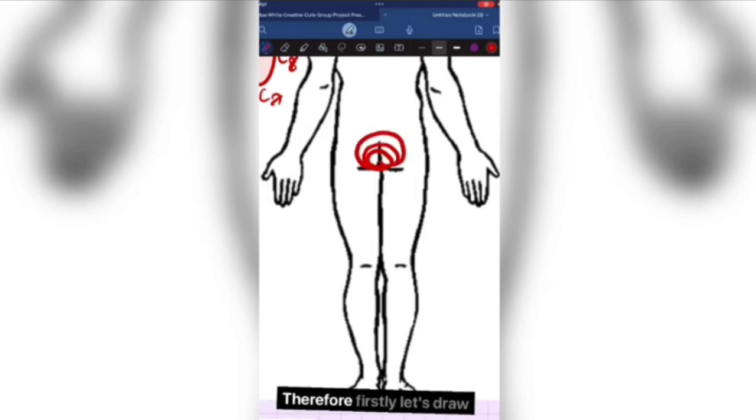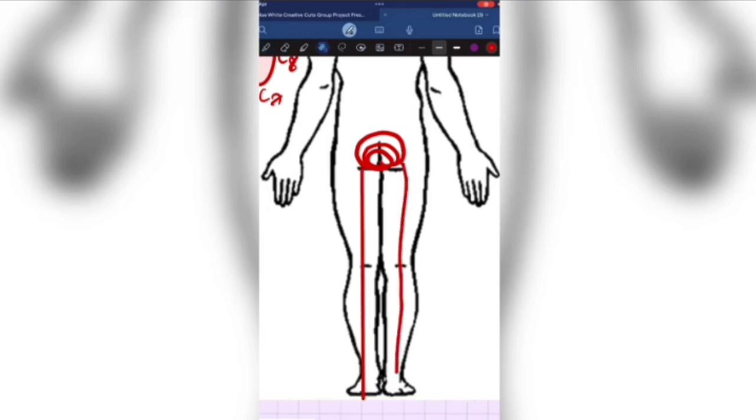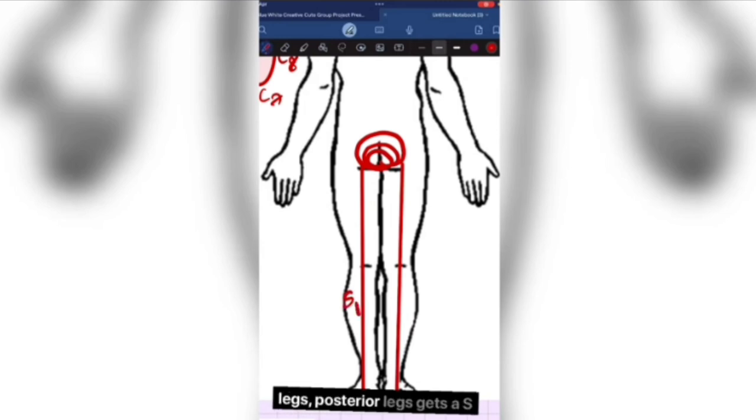Therefore, firstly, let's draw a couple of concentric rings and then let's divide the posterior part of the legs into 2. Now, the most lateral part of the legs, posterior legs, gets S1 and this one gets S2, S3, 4 and 5 for the rest of the rings. So S1, S2, S3, S4 and S5. We already know that this is the tailbone, therefore coccygeal part.